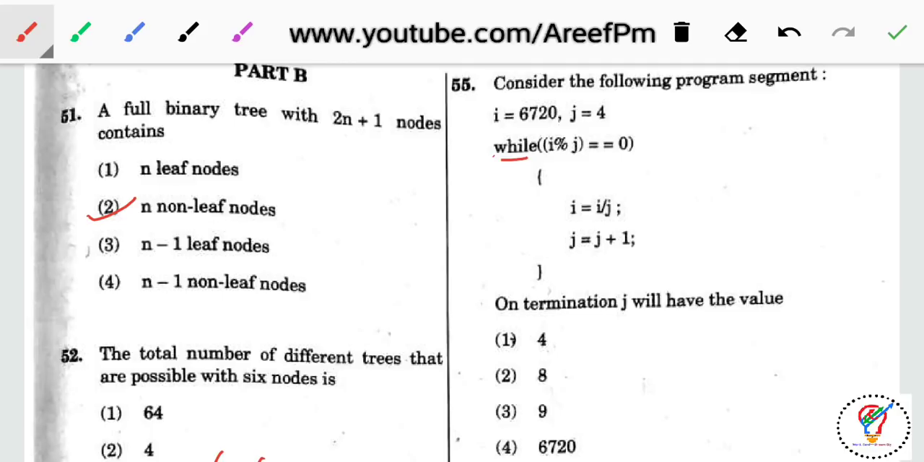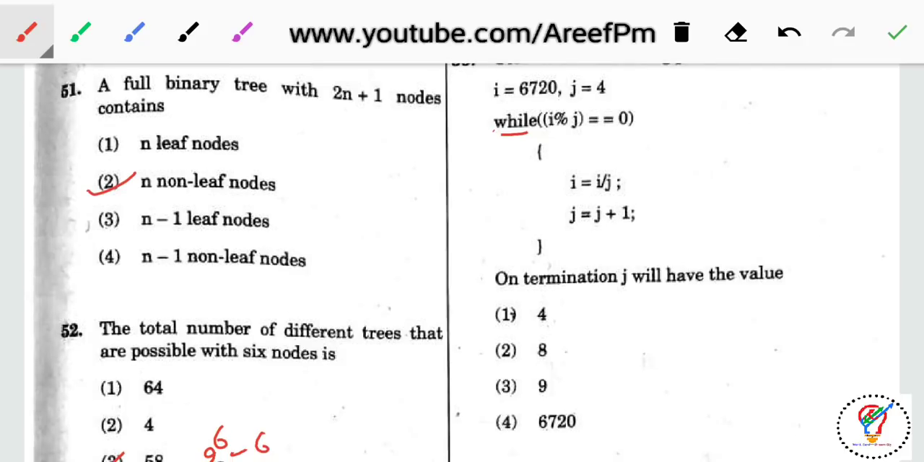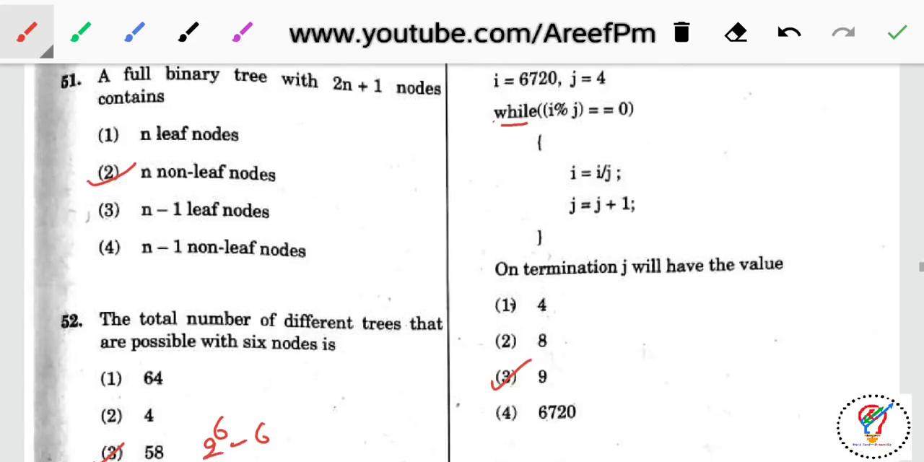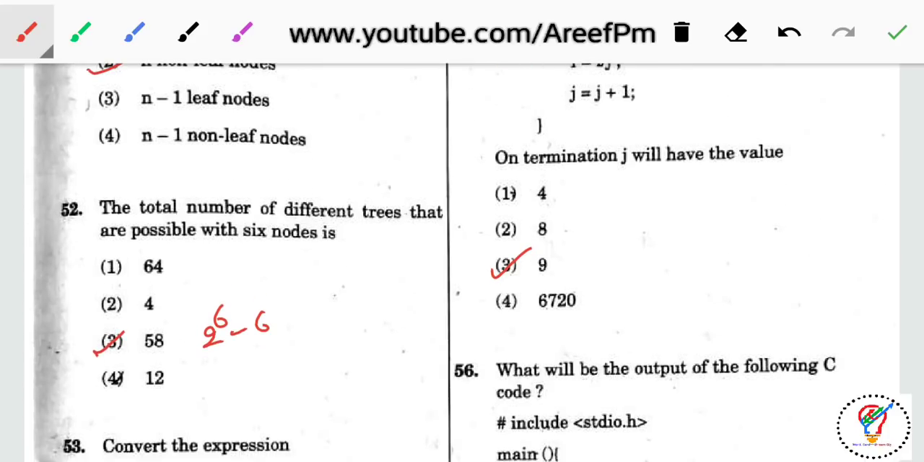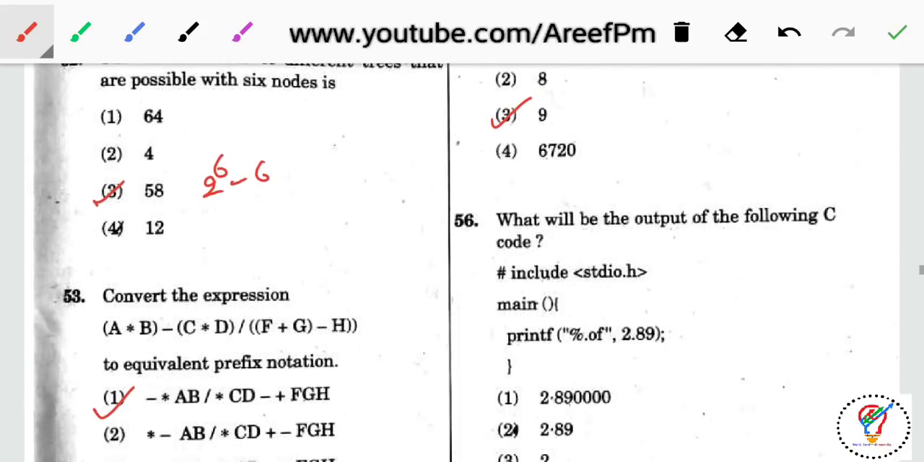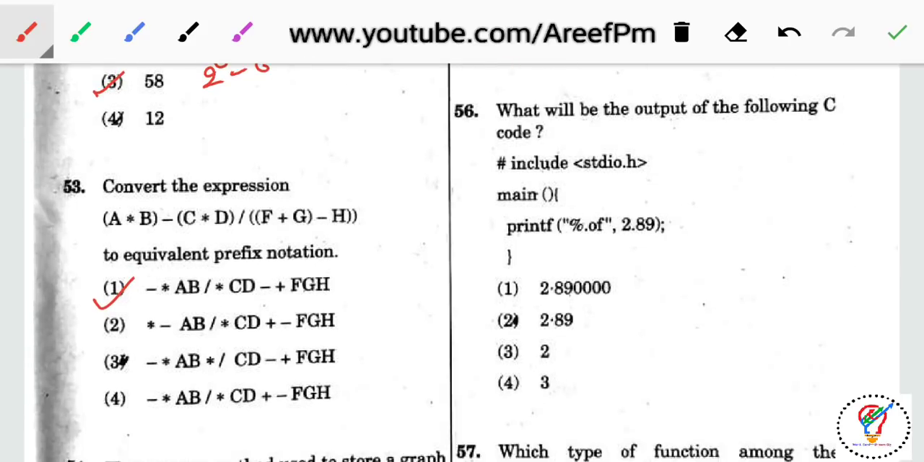i is equal to i / j, j is equal to j plus 1. So here we are using increment. On the termination, j will have the value 9. So for the case of j equal to 9, the loop is going to be equal to 0 here. Next one, 56th question here.